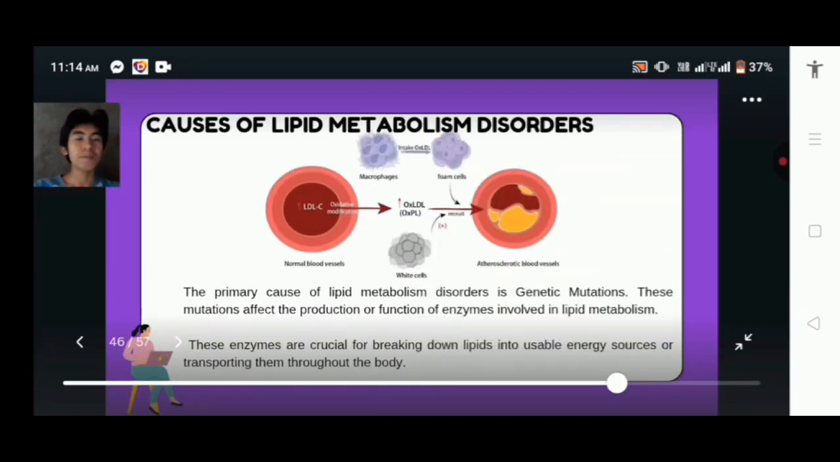Okay, the causes of lipid metabolism disorders. The primary cause of lipid metabolism disorders is genetic mutation. These mutations affect the production and function of enzymes involved in lipid metabolism. These enzymes are crucial for breaking down lipids into usable energy sources or transporting them throughout the body.